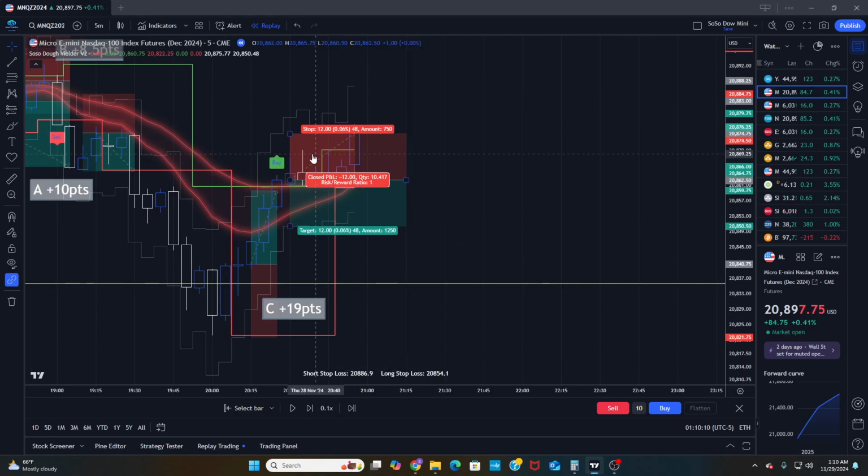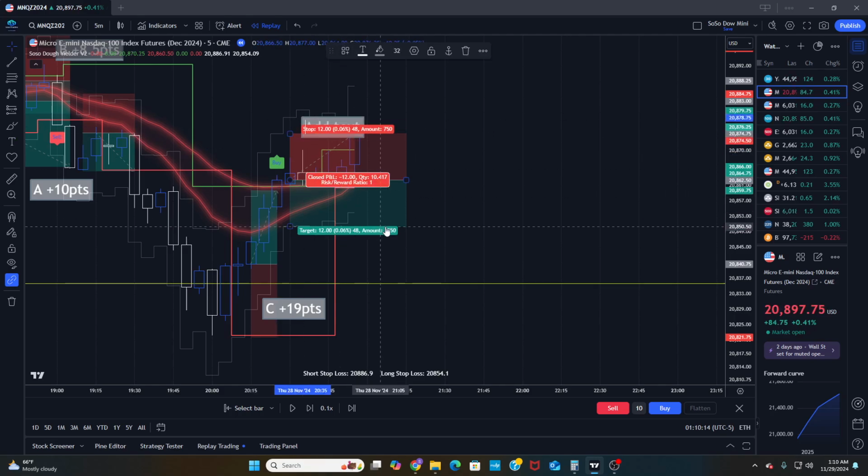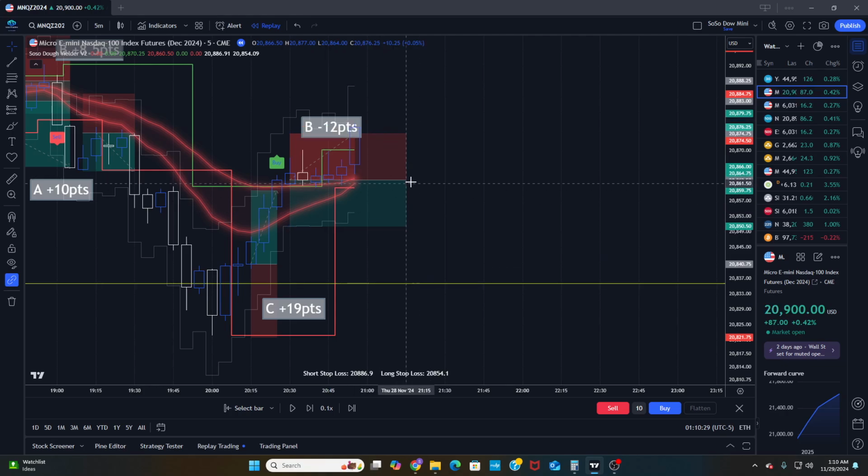There we go. So there's a loser. All right. Nothing works every time, but the nice thing about the indicator is it gives you clear examples of where to enter and where to get out. All right, so we're minus 12 points here. So there's a B trade, minus 12 points.